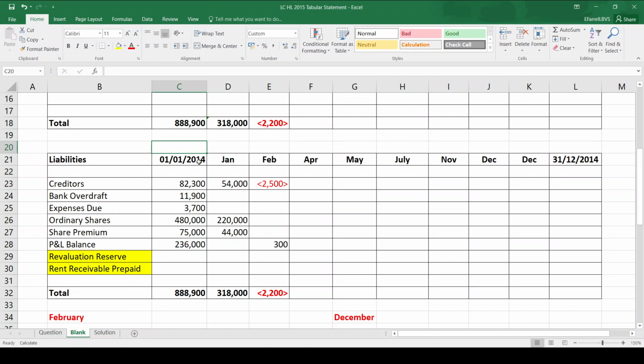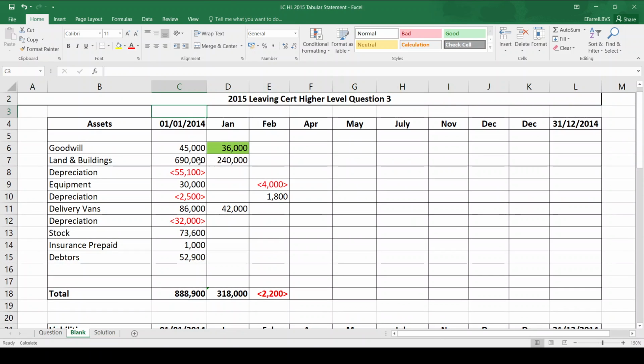If we look at land and buildings, currently land and buildings were 690 and they increased by 240, which is 930,000. So they're going to be revalued to 990,000. The difference between 930,000 and 990,000 is 60,000. So land and buildings are going to go up by 60,000.